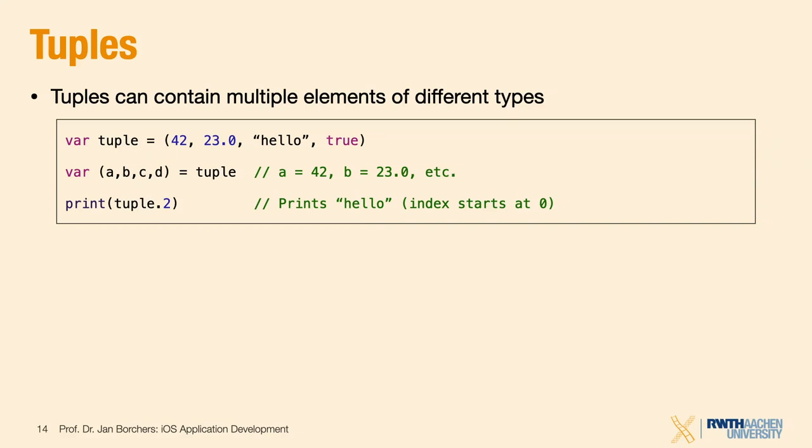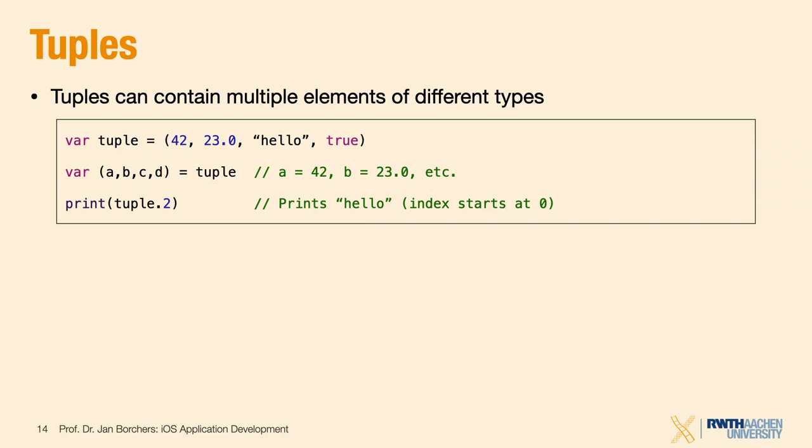And as you can see here, you can actually take a tuple as a right-hand side expression and assign it to a whole bunch of variables, right? If you do this, then actually A will turn into an integer with the value 42, B will turn into a double with the value 23.0, C will turn into a string, and D will turn into a boolean with a value true. So that's pretty powerful, right?